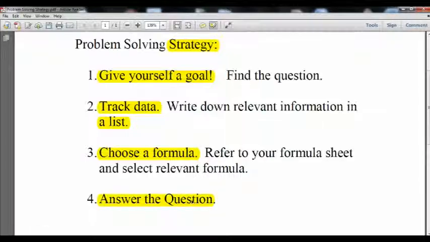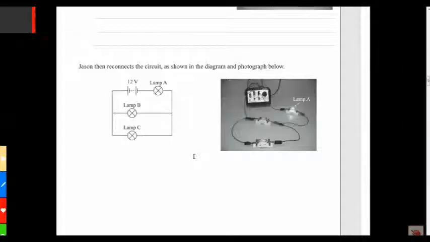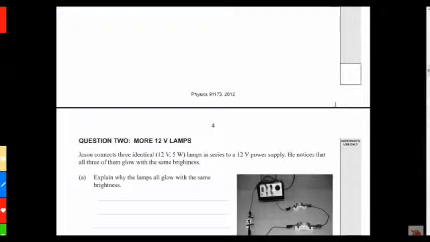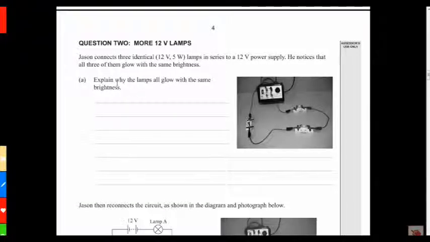Let's move on to the 2012 Electricity and Magnetism exam. Question number 2. Let's begin. So I'm going to give myself a goal, and we need to explain why the lamps all glow with the same brightness. There's the question. I give myself the clear indication of what the goal is.